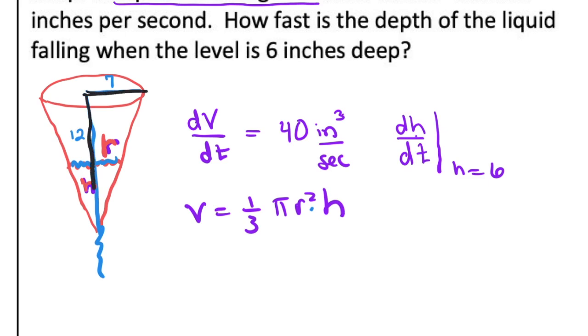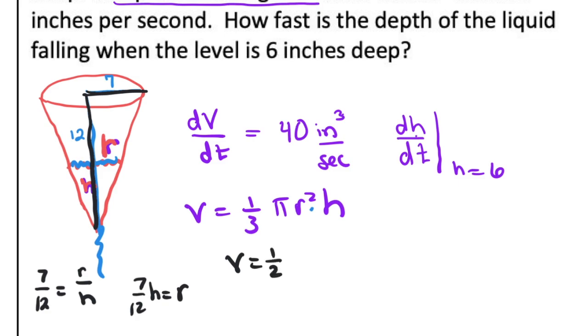And we can write ratios to work with our similar triangles. 7 over 12 is going to be equal to r over h. So what we do know is that 7/12 h is equal to the radius. We're going to replace the radius and substitute in 7 over 12 h. So we now have 1/3 pi (7 over 12 h) squared, multiplied by h.